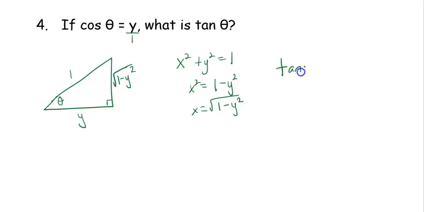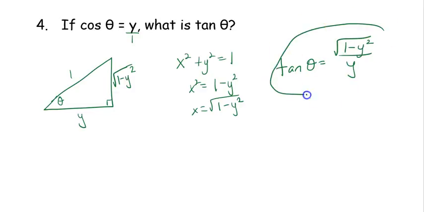Then I can just look at that and say, okay, well, the tangent would have to be the opposite over the adjacent. So that would be the square root of 1 minus y squared over y. And it's really funky looking, but it's the same process as what we did with the numbers.